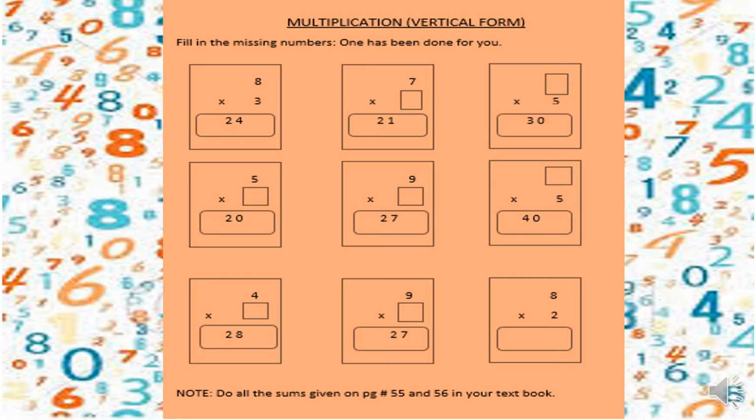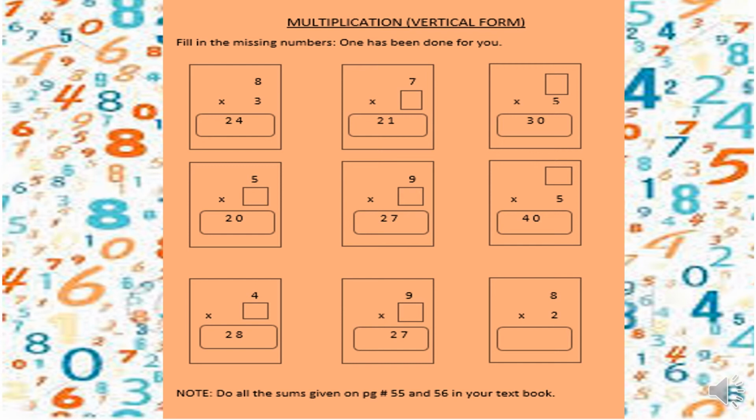Now this is multiplication in vertical form. The procedure is same. Question is fill in the missing numbers. One has been done for you. Like here you will say the tables, like 3 7s are 21, 3 8s are 24.